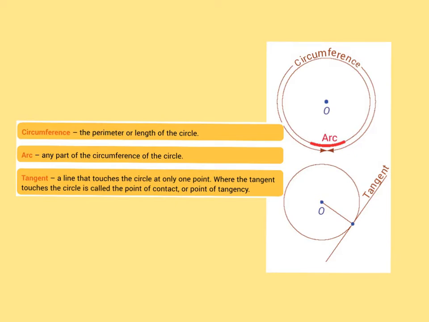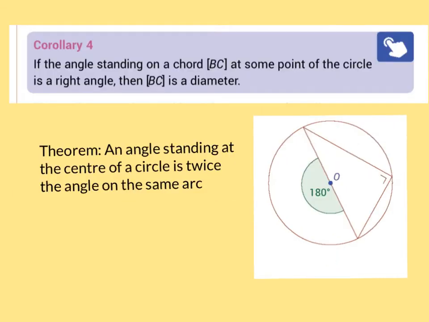Now, I'm going to just show you a corollary that relates to a chord, but as long as you remember the circle theorem, you should be fine. With circles then as well, a corollary: if the angle standing on a chord BC, let's say this is BC, at some point of the circle is a right angle, then BC is a diameter. You don't even need to remember that corollary, because we talked about this theorem here.